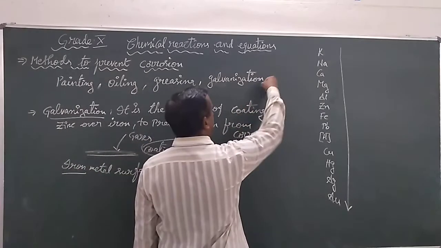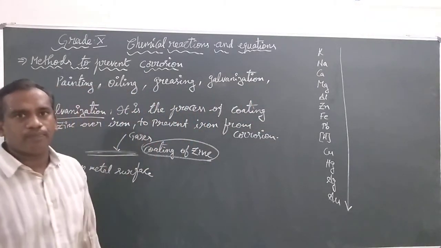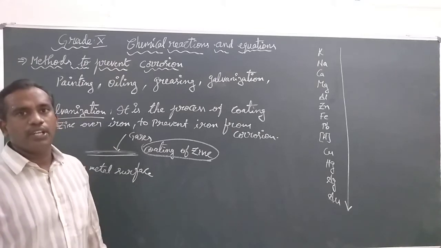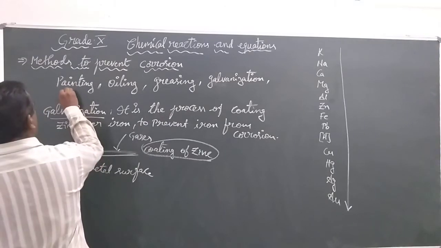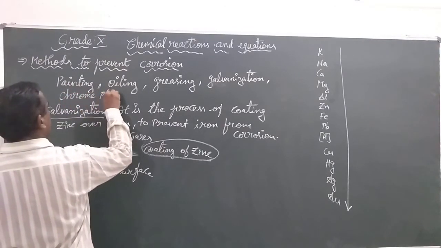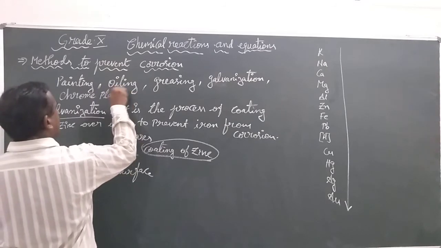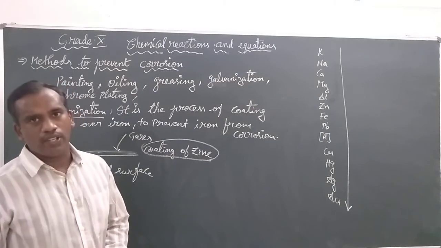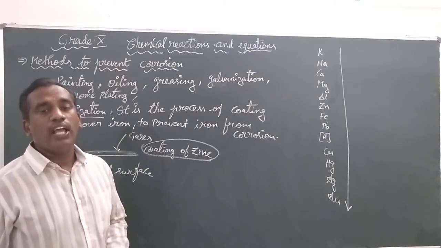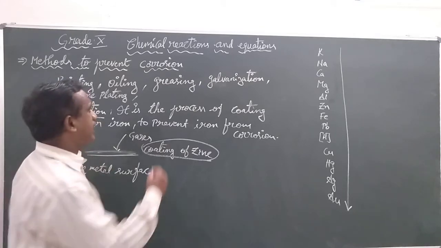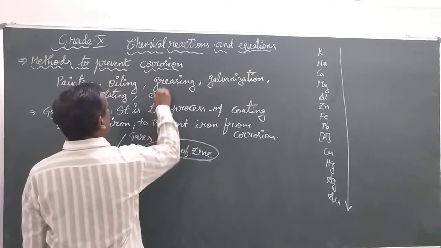There are many other processes. We are taking a few among them. We use the word chrome plating. This will prevent metals from undergoing corrosion, like galvanization. And we have another good technique that is called alloying.